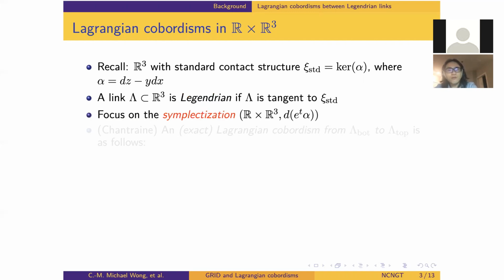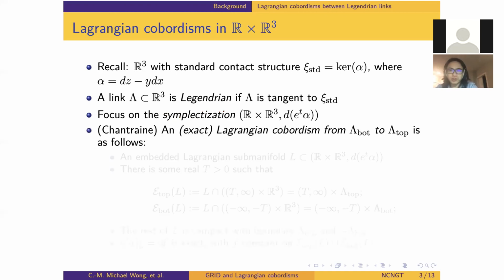So in this talk, we'll focus on the symplectization R cross R^3, equipped with the two-form d of e to the t times alpha. In general, if you have a contact three-manifold Y equipped with a contact one-form alpha, you can consider R cross Y equipped with d of e to the t times alpha, and you can show that that two-form is a symplectic form. So you have a symplectic manifold, and that is called a symplectization, which gives the right context for us to talk about link cobordisms, in particular Legendrian link cobordisms.